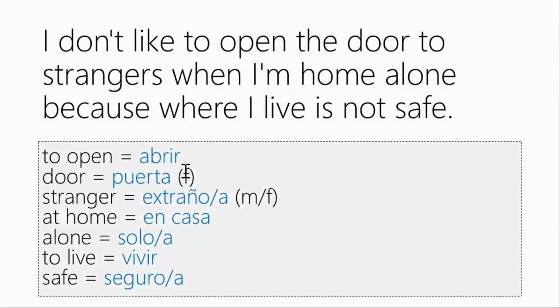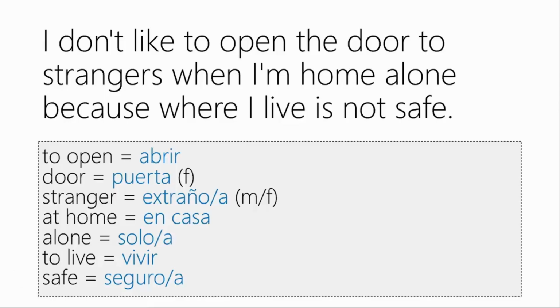The verb to open would be abrir, and the word for door is puerta. It's a feminine word, so la puerta. The word for stranger, you have a couple of different options, but the shortest one is extraño or extraña, because you can have a male stranger or of course a female stranger. So extraño or extraña. Then at home, in Spanish what they say is in home. So for example, in English we would say I'm at home, but as a literal translation in Spanish they would say I'm in home. So estoy en casa.